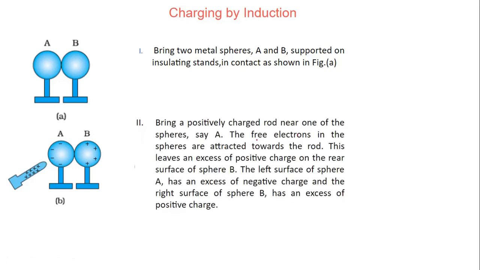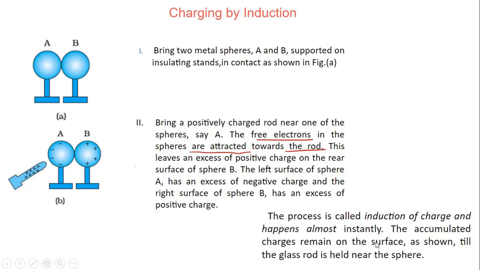The free electrons in the sphere are attracted towards the rod. Mind it, here what will happen? The free electrons of sphere A will be attracted towards the positive charge, and similarly the positive charges of B get accumulated on its rear side. This is called the method of induction of charges, and it happens almost instantly. Thus accumulated charges remain on the surface.